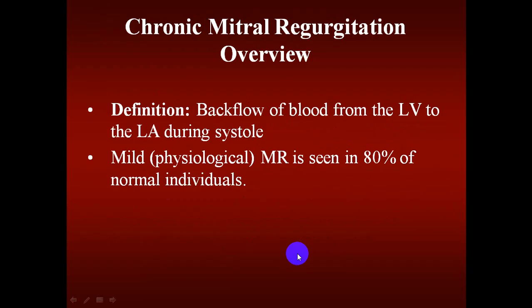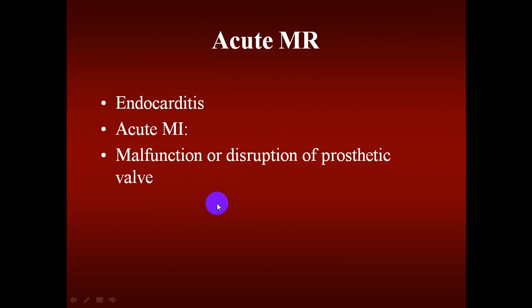So the definition is the backflow of blood from the left ventricle to the left atrium during systole. Part of the stroke volume returns back to the left atrium. Mild or physiological mitral regurgitation is very common, seen on echocardiography in about 8% of patients. It is called trivial or physiological, even in normal individuals, especially the elderly.